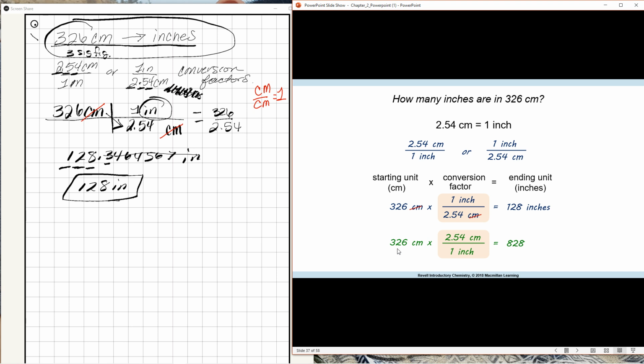Okay, what is this part here? 326 centimeters. Oh, this is showing you the incorrect answer, by the way. Look at this. If you were to use your equivalence factor in the other way, you're now taking centimeters times centimeters. So take a moment to think, what is the unit going to be here? If you did it the wrong way, you're going to get centimeters times centimeters divided by inch. Can centimeters cancel out with centimeters? No, they can't because they're being multiplied. They're being multiplied together. You're going to get centimeters squared over inches, which would be incorrect.